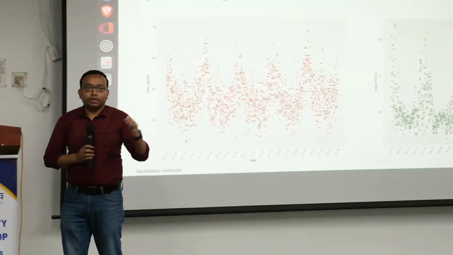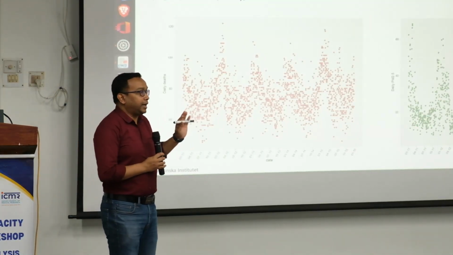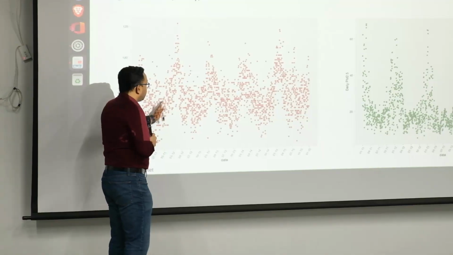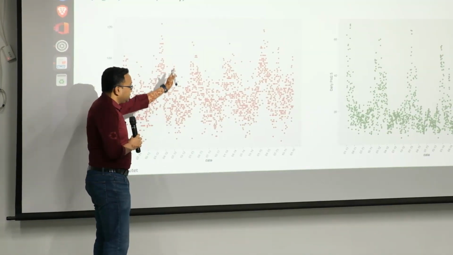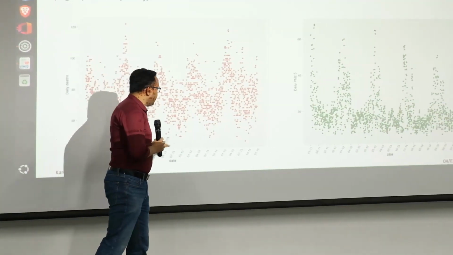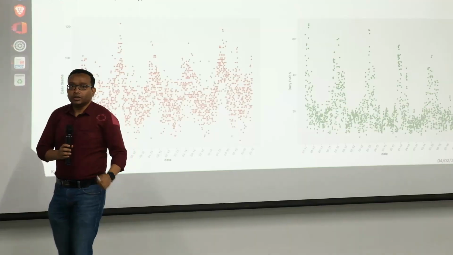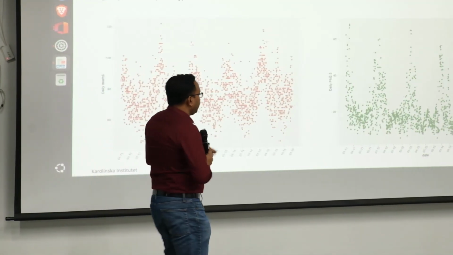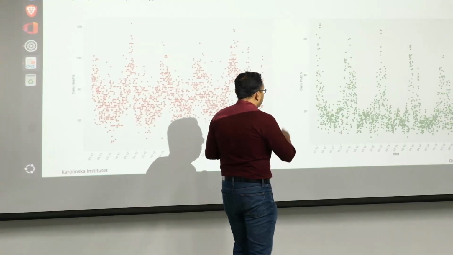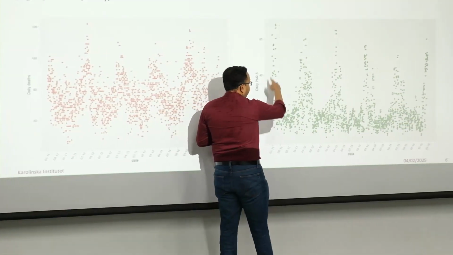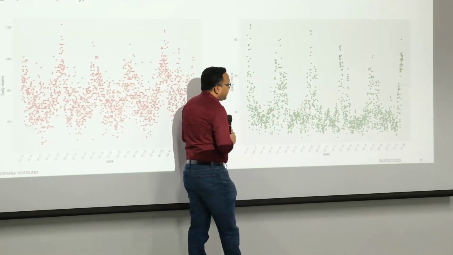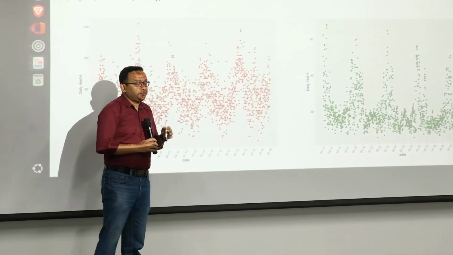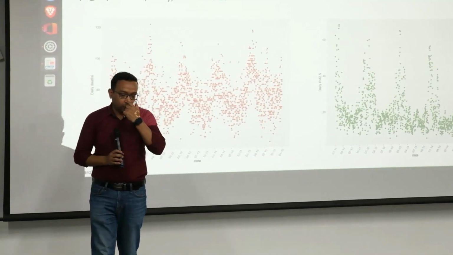So there's a pattern to this. If you see the deaths, it's going up and coming down. This is multiple years worth of data, so there's a pattern to it. PM 2.5 also seems to have some pattern, again a similar kind of ups and downs. But there are a few things to note here.